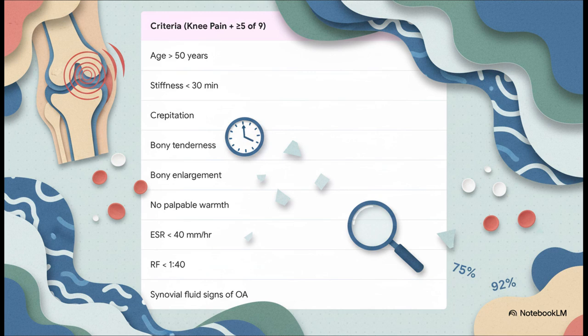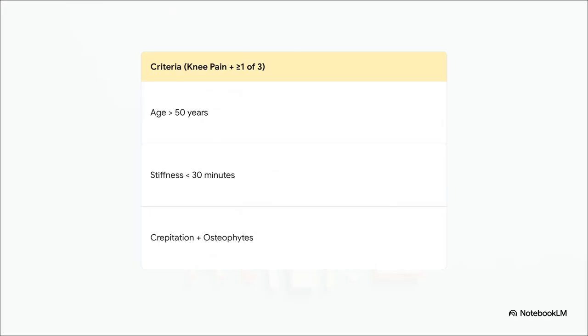Okay, let's look at the first set of ACR criteria. This is the clinical and lab-based pathway. The rule is the patient must have knee pain plus at least 5 of these 9 findings. You'll see it's a mix of things you find on exam, like age over 50 and crepitus, along with lab results that are basically ruling other things out. So, for the boards, what are the numbers you need to know for this combo? Memorize this: 92% sensitivity and 75% specificity. High sensitivity, decent specificity.